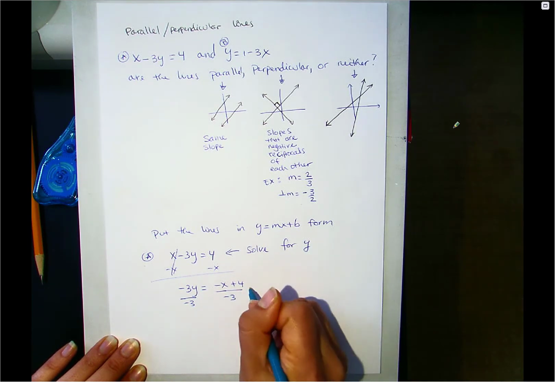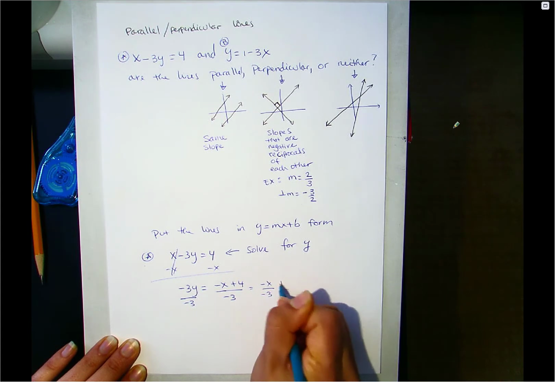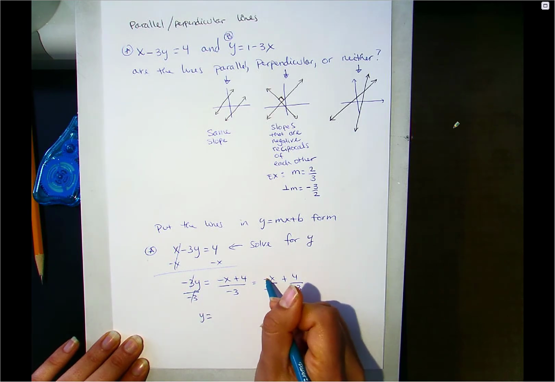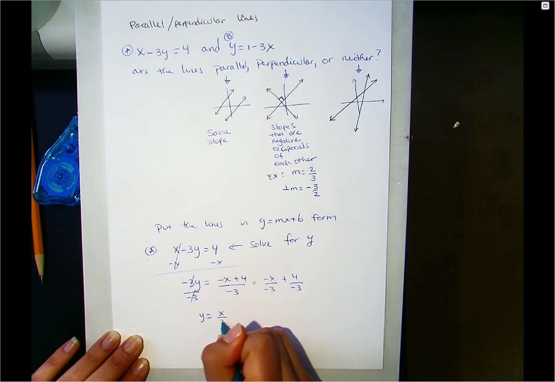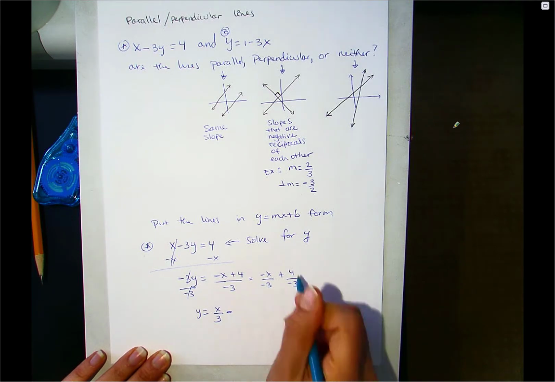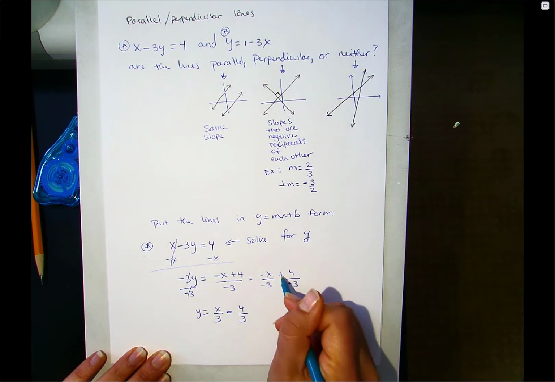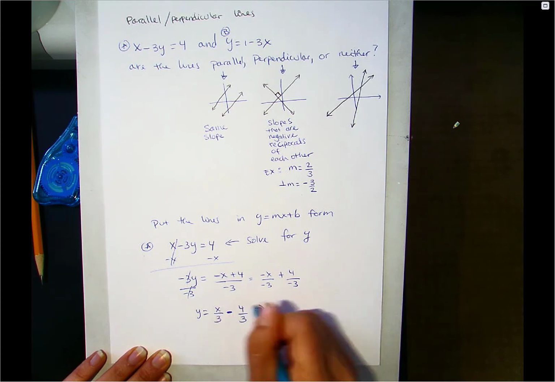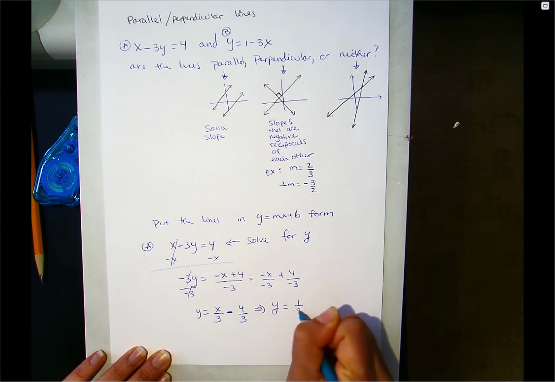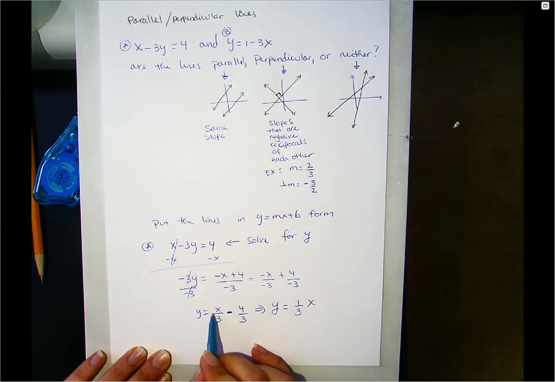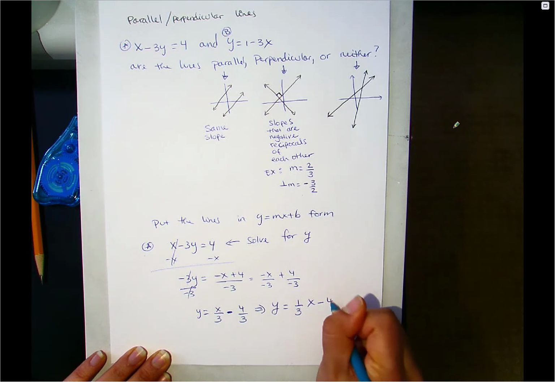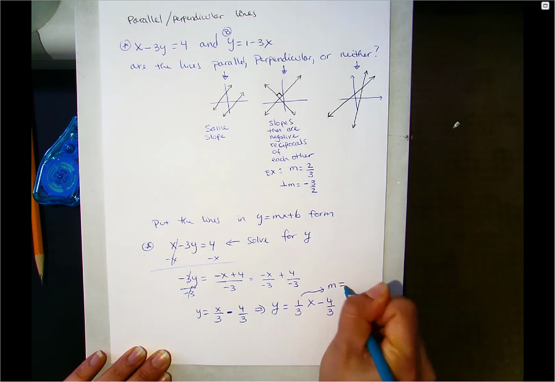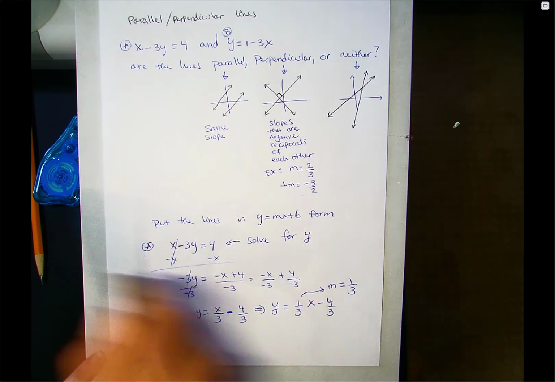When I divide both sides, that means I can divide each thing by minus 3. So here I have y equals negative divided by negative is positive, so I get x over 3 minus 4 over 3. Right, positive divided by negative is negative. So this looks like y equals 1/3 x. We can separate the fraction from the x, minus 4/3. So I really just care about the slope. So the slope here is positive 1/3.